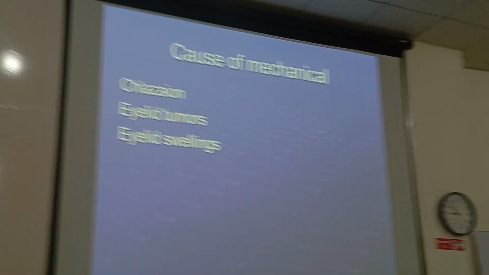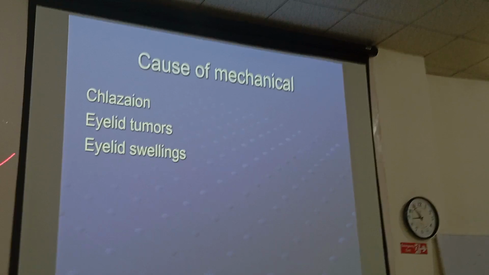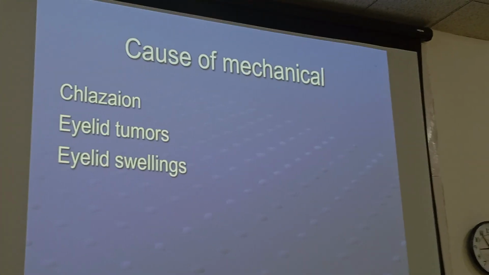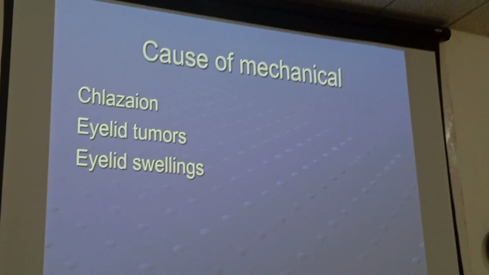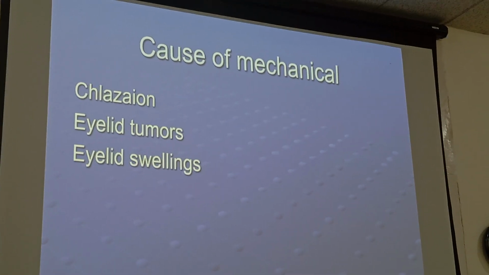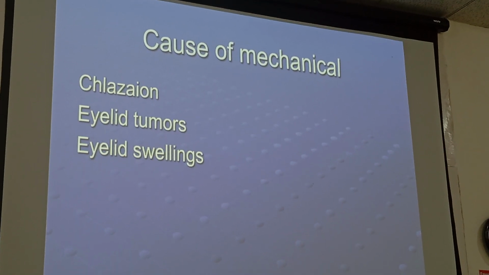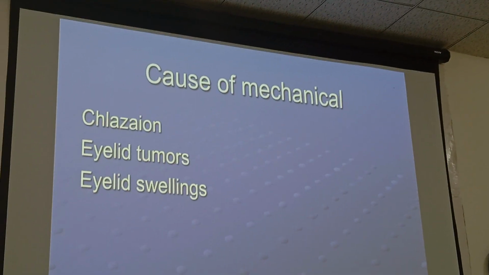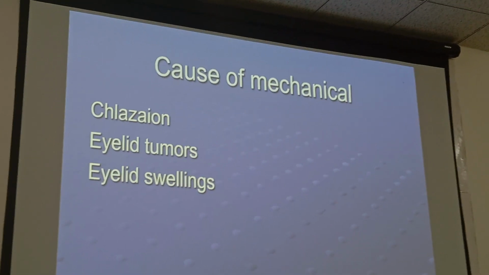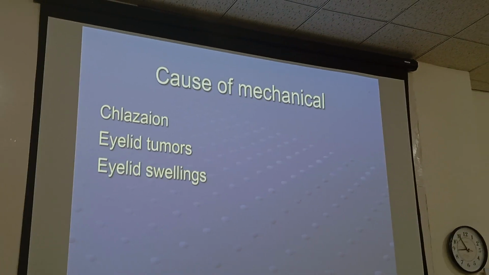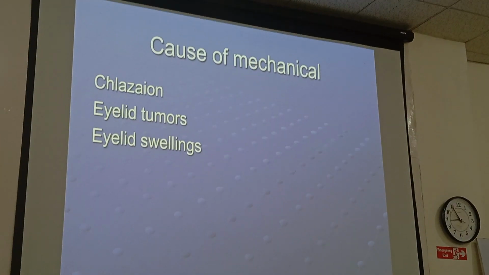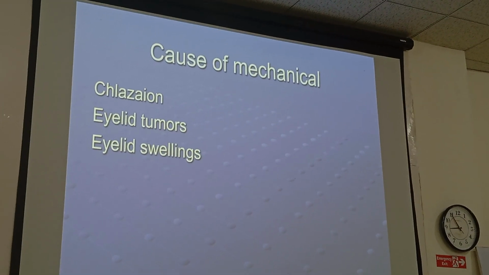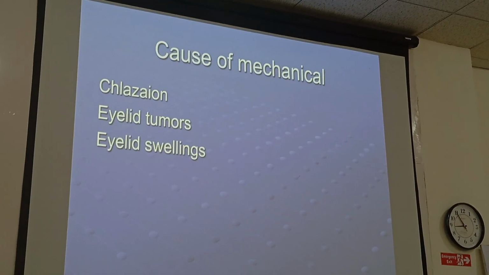So obviously eyelid tumor, eyelid swelling, and sometimes acute allergic reaction due to some drugs, like Stevens-Johnson syndrome, in which rashes form, but in some cases there is a swelling of all the body including the eyelid, so it causes very temporary ptosis, and when the allergic reaction is over, the ptosis is gone.